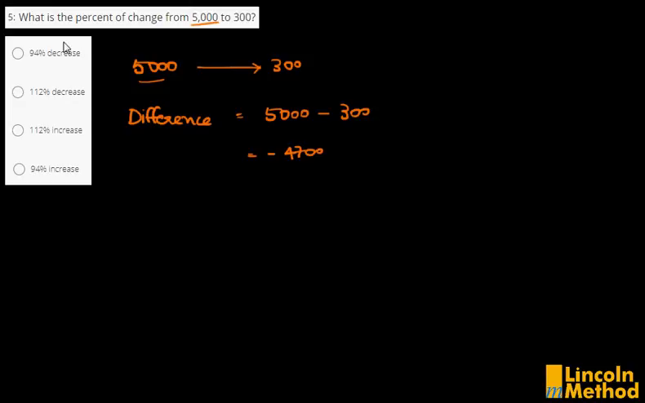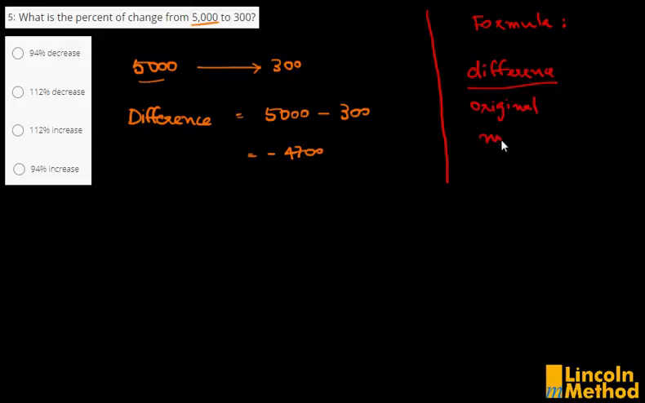So let's revise the formula first, and then we can move on and solve the question to find out the percentage change. So the formula, as we discussed before, is difference over the original number, or the number that we started off with, or the number that is written before this "to", and we multiply this fraction by 100, and that's it. Doing this is going to give us the percent of change.